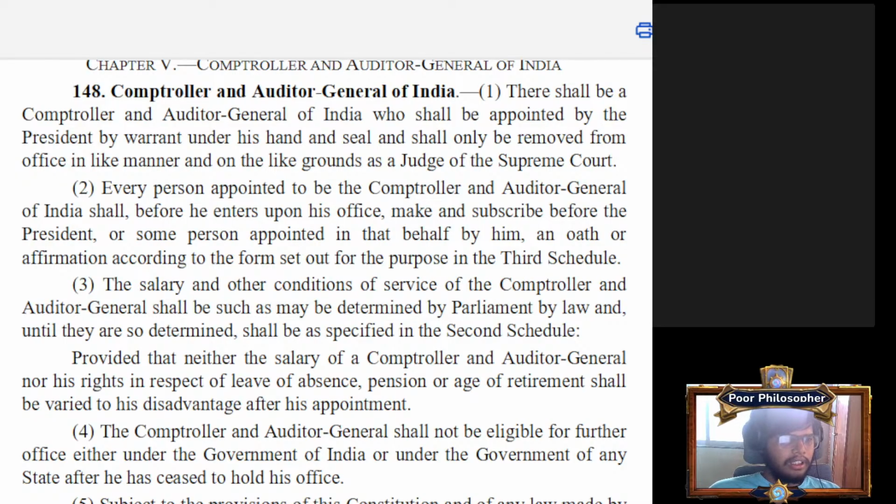Provided that neither the salary of the Comptroller and Auditor General nor his right in respect to leave of absence, pension, or age of retirement shall be varied to his disadvantage after his appointment. Clause 4. The Comptroller and Auditor General shall not be eligible for further office either under the Government of India or under the government of any state after he has ceased to hold his office.